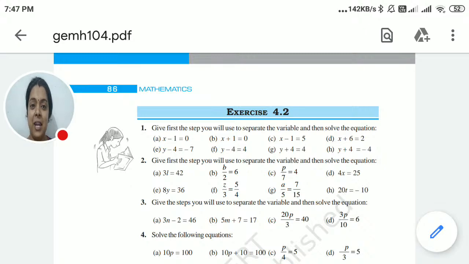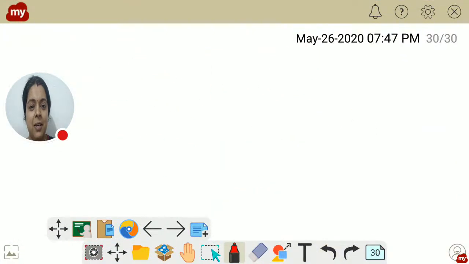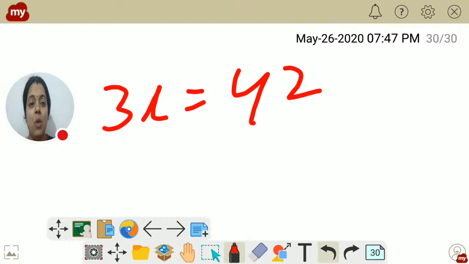So let's go for it. Whatever is the numerator will become the denominator. Means the question is 3L is equal to 42. What is 3 here? Because I need to shift 3 only. 3 is a number. I have to shift 3 to the RHS side, right? So 3 is the numerator here.